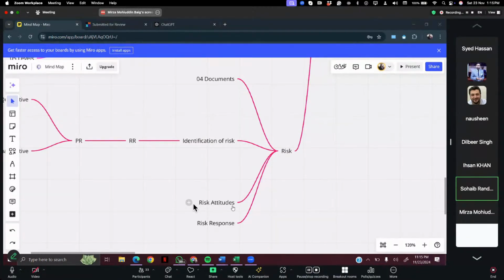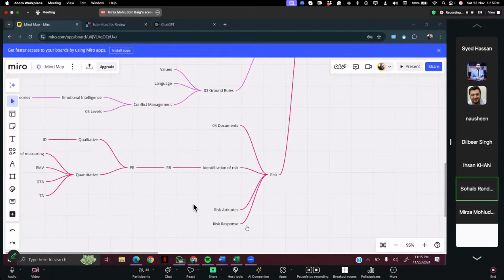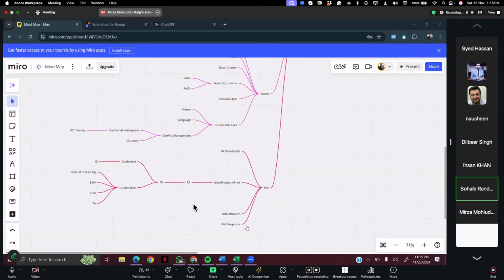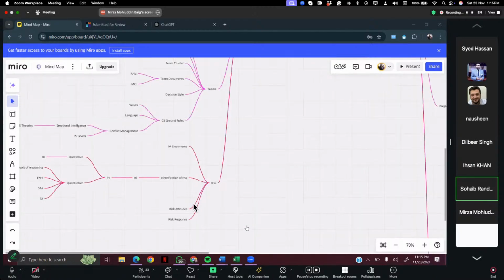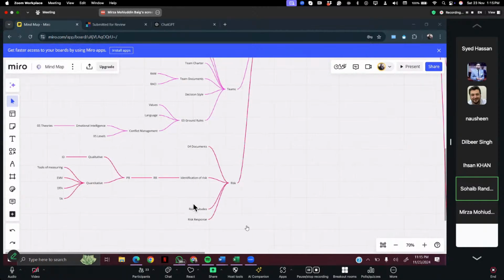Okay, and then we go to risk attitudes. There are 3 types of attitude: risk seeker, risk averse, and risk neutral. And then we studied risk response, how to respond to the risk. And then there is the issue log. All those issues which were not covered in the risk register went to the issue log. So we were actually running out of time, so time ended. Okay, thank you very much.